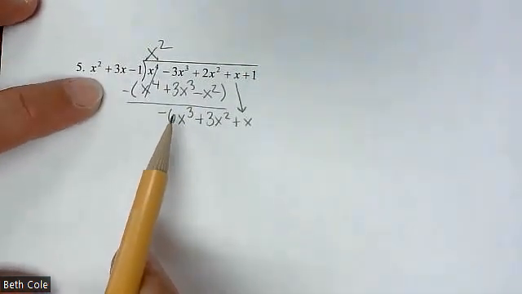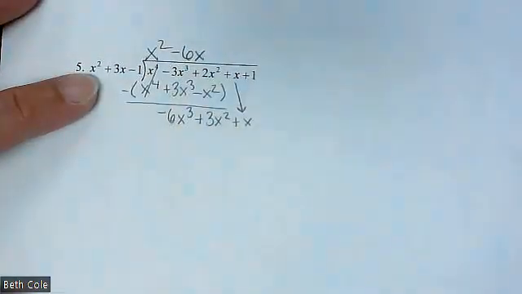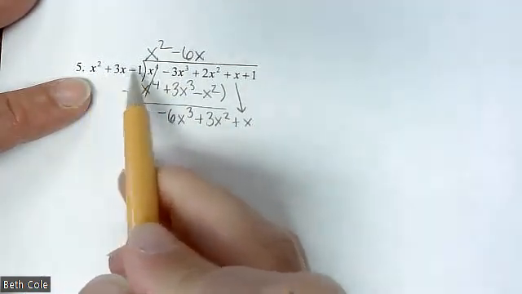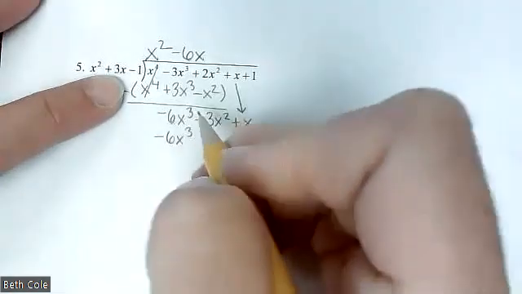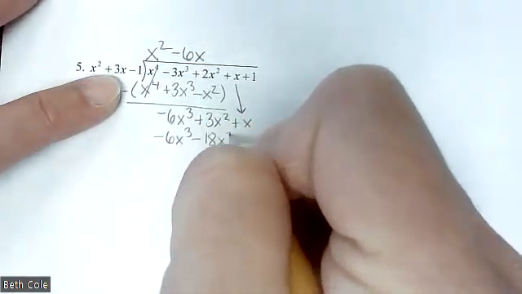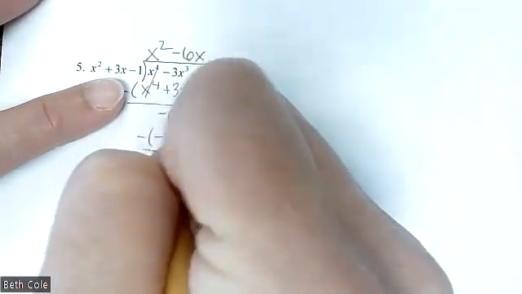So we have an x squared. We want to turn it into a -6x cubed. You would multiply by -6x. Distribute the -6x through here. It will be -6x cubed minus 18x squared plus 6x. Negatives are difficult.